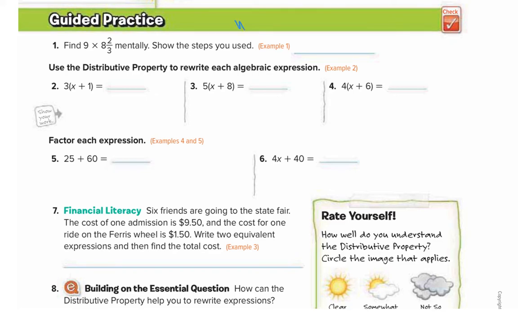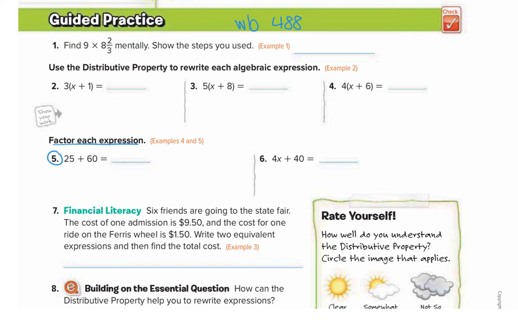Okay, so we're on workbook page 488. We're continuing factoring. So we're going to do number 5. It says factor each expression. So 25 plus 60. So we don't want to solve this. We want to factor it because that's what the directions say.